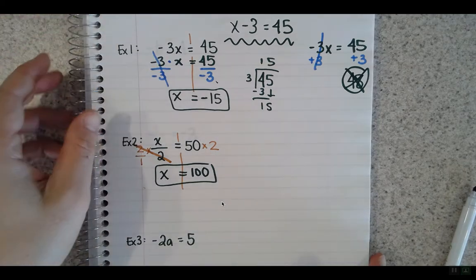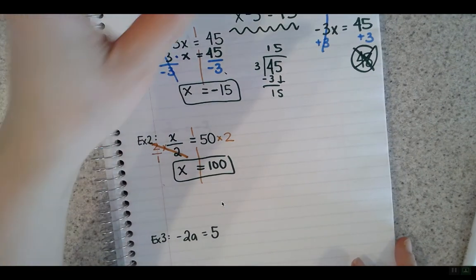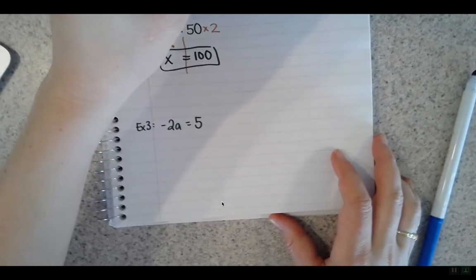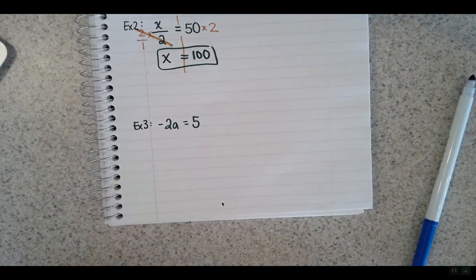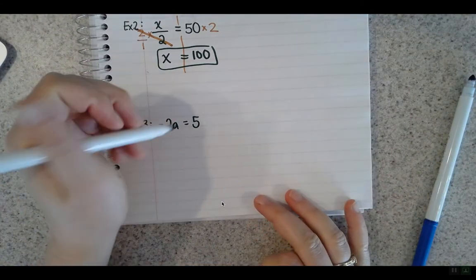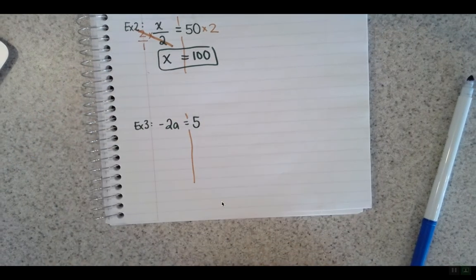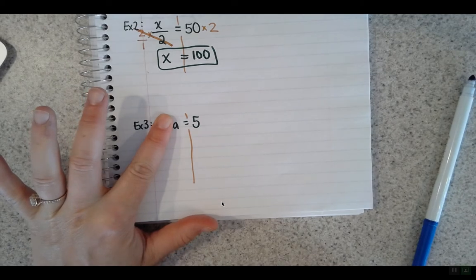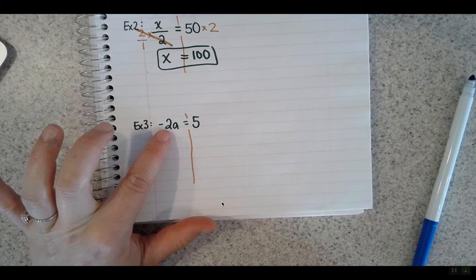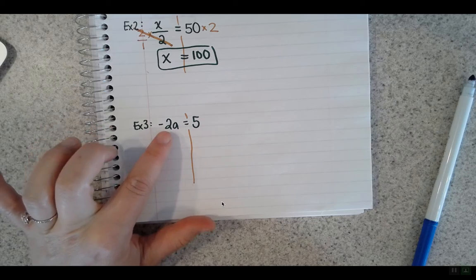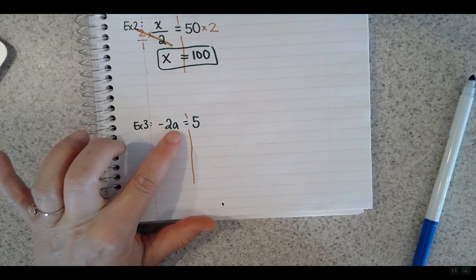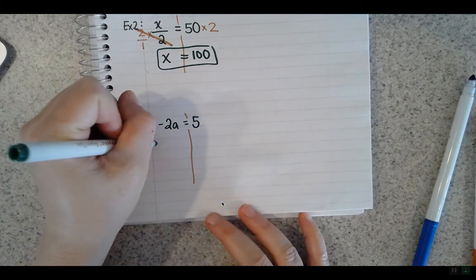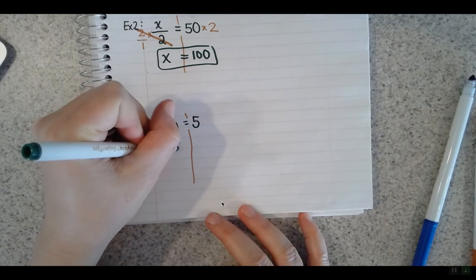Okay, in the bottom example here, -2a equals 5. Draw my wall. Okay, now if I cover up this -2 up front, a is all by itself. I need to get rid of that number. Now remember, the main operation between the -2 and the a is multiplication. If I wanted to make the multiplication sign visible, I could write my problem like this.